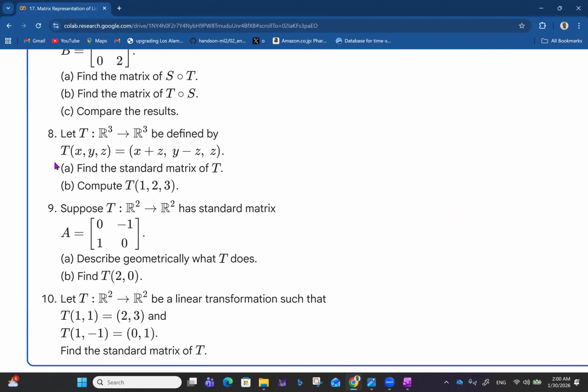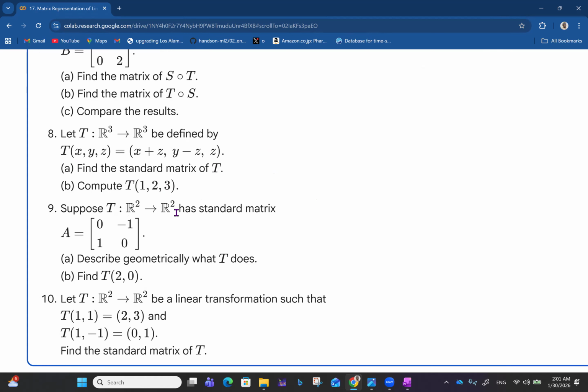And then let T from R3 to R3 be defined by this. So T of (x, y, z) is this. So find the standard matrix of T. Of course, you already know what to do here. So for the standard matrix, you need T of E1, E2, E3 because you're working in 3 dimensions. So E1 is (1, 0, 0), E2 is (0, 1, 0), E3 is (0, 0, 1). So you are going to fix all of that up here, and then you are going to get T of E1, T of E2, T of E3, and put them up in a matrix. Then multiply that matrix by (1, 2, 3) in computing T of (1, 2, 3) like that.